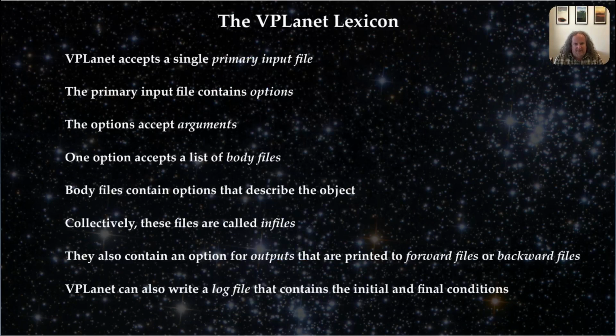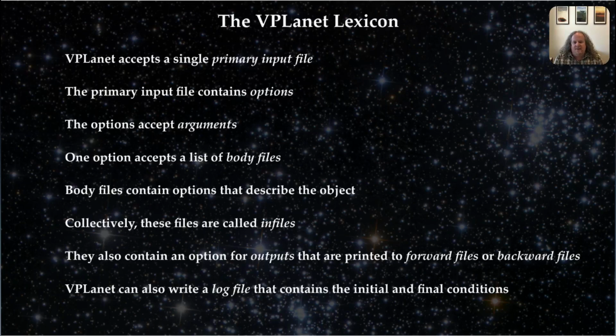of running VPLanet. First is that VPLanet accepts a single primary input file, which is the file that you would include on the command line. This file provides the top-level instructions for VPLanet. The primary input file contains options, which provide instructions to VPLanet on how to set up and perform an integration. Each option accepts one or more arguments, which are the specific values you selected for that option.